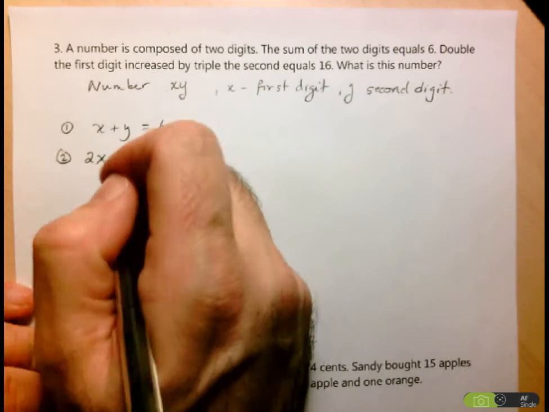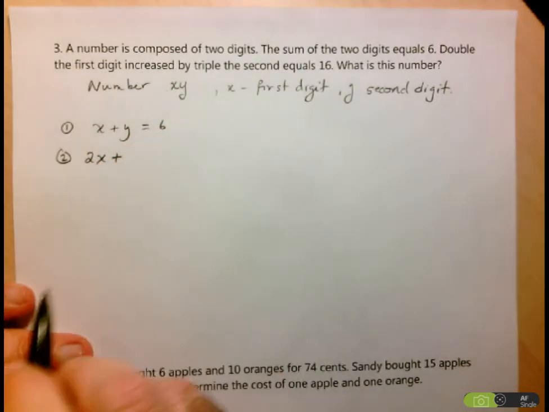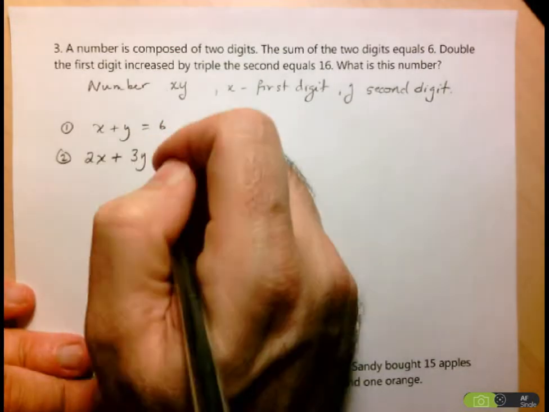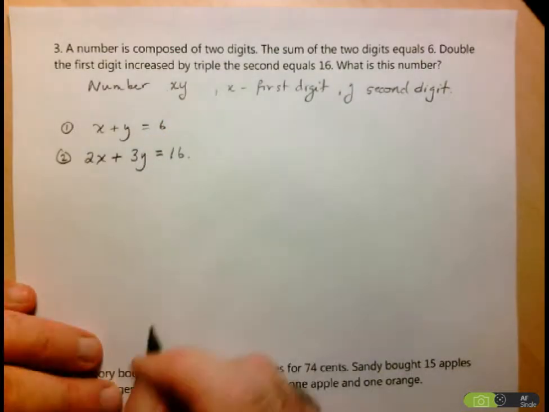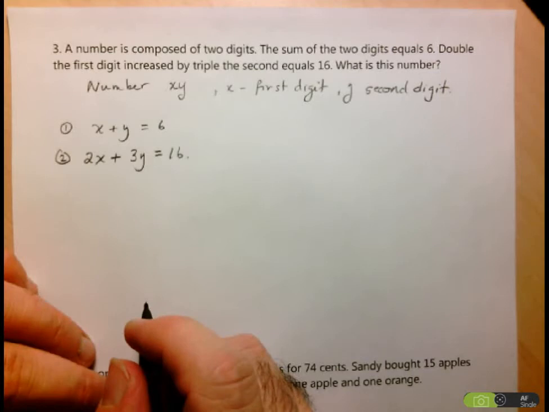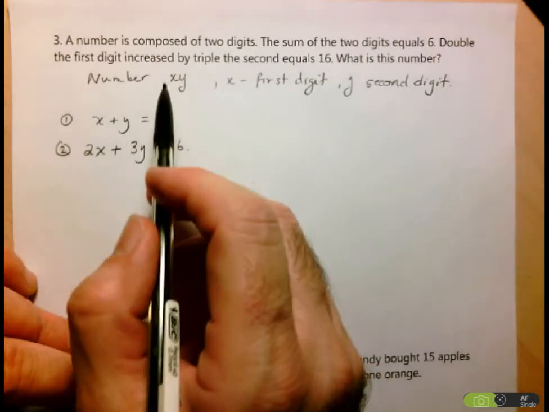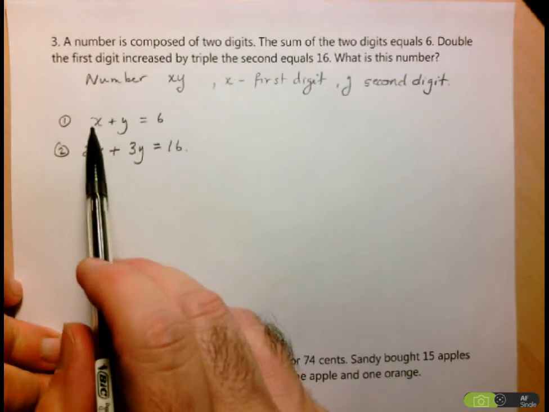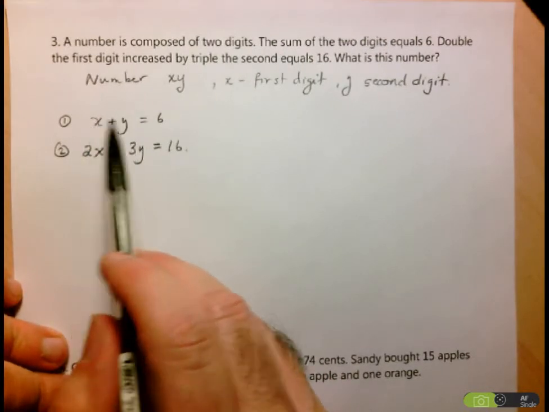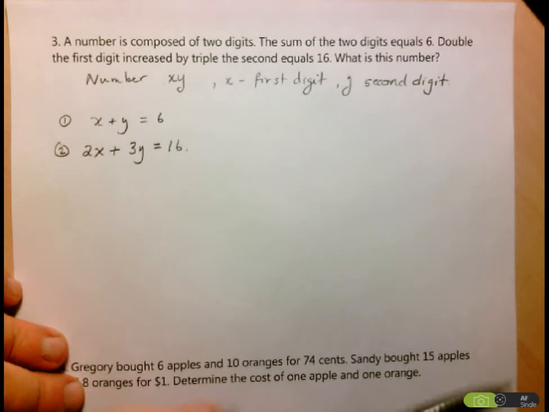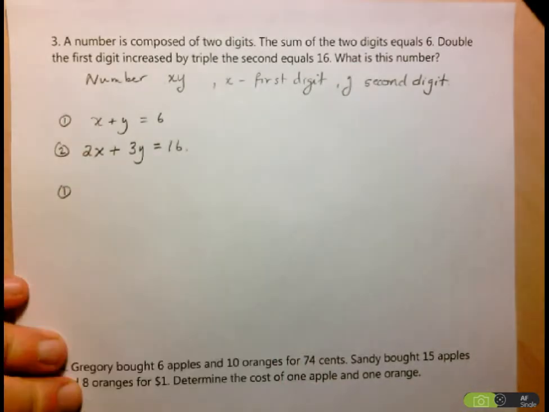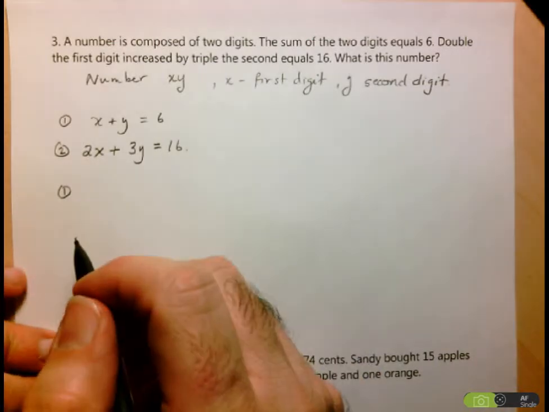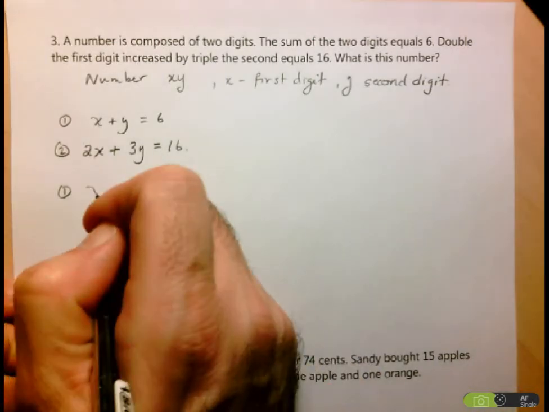Increased by, that's another way of saying addition. Triple the second digit, so 3y, is equal to 16. Okay, what is the number? So if we find x and y, we'll be able to state the number. Because x and y are easy to isolate, I'm going to use equation 1 and isolate one of these variables. You take your pick. One isn't easier than the other, so I'll isolate x.